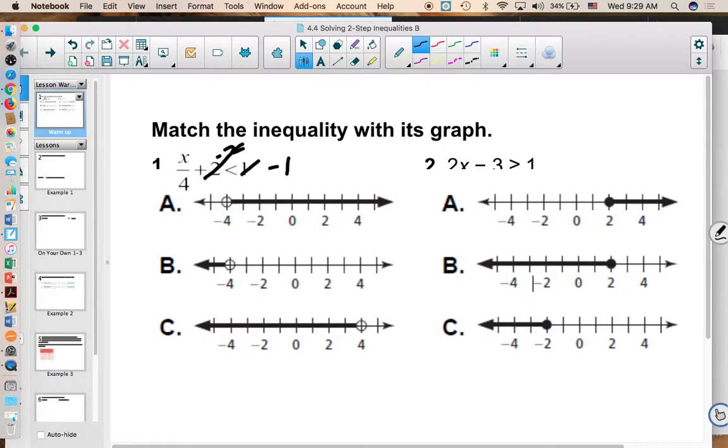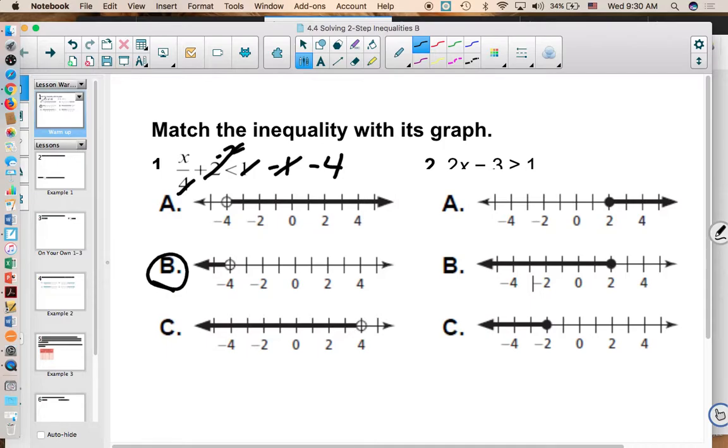Now what do I do next? Now what would I do next? Ridley. Multiply both sides by 4. I'll get rid of the 4 here, and -1 times 4 is -4, correct? So which graph matches that? Which graph matches it, Madison? B. Okay? The solving is really no different than what we've been doing.